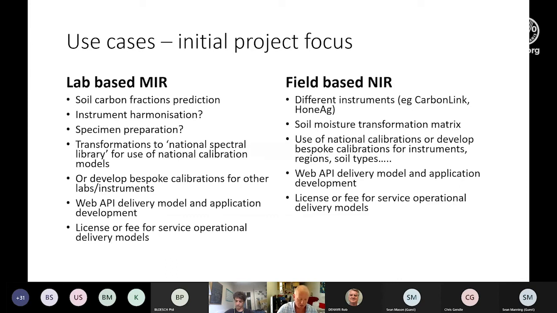And I'm really interested to hear some of the other presentations around some of these. I think there's some good opportunities for collaboration.